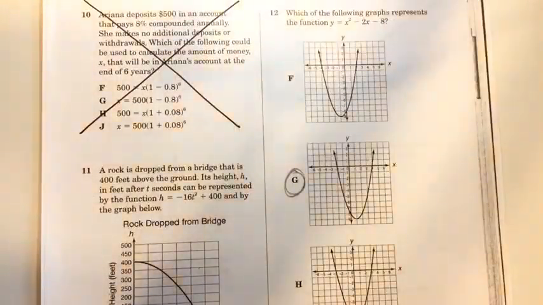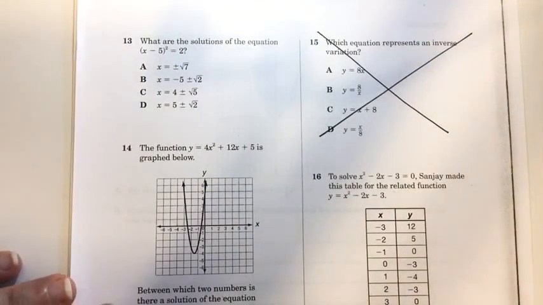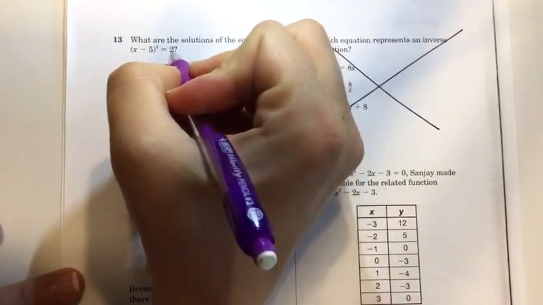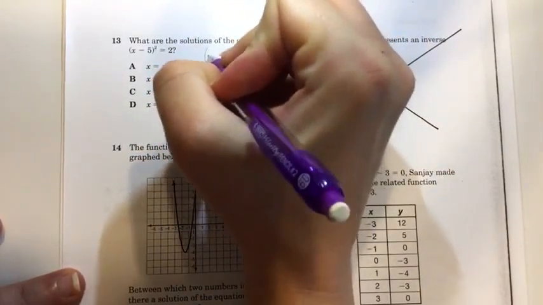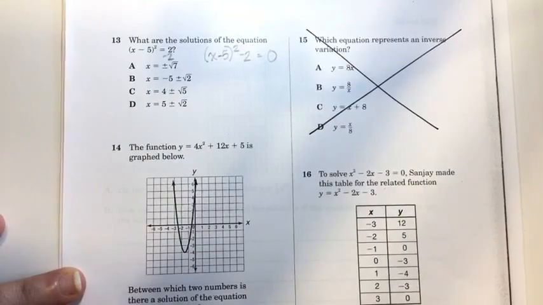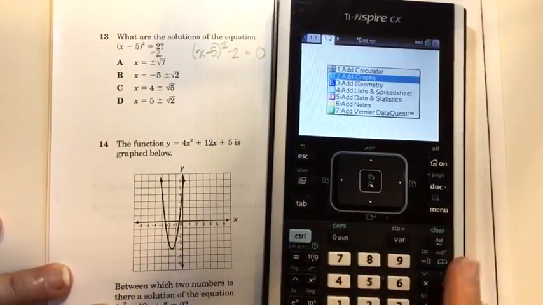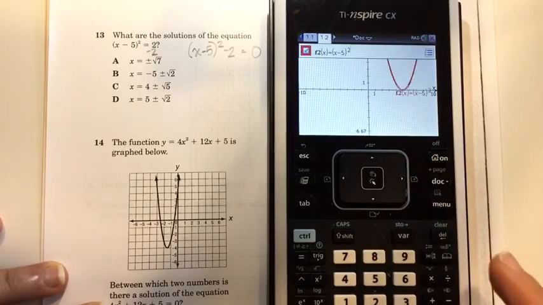Okay? All right. Number 13, we are also going to, nope, just kidding, not number 13, number 15. So number 13, what are the solutions to the equation? Well, it's got to equal 0. Quadratics with squares need to equal 0. So I'm going to see if I can do x minus 5 squared, and I'm just going to subtract 2 here, equals 0. When I go do this, let me add a new graph page. Let's just see what this looks like. X minus 5 squared.